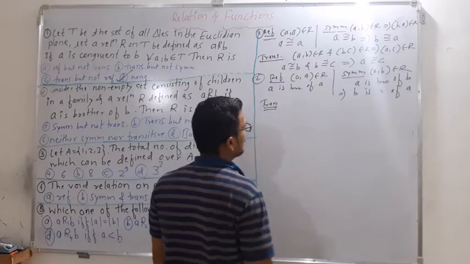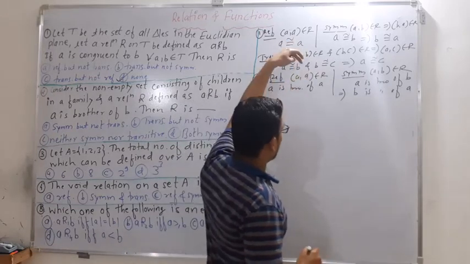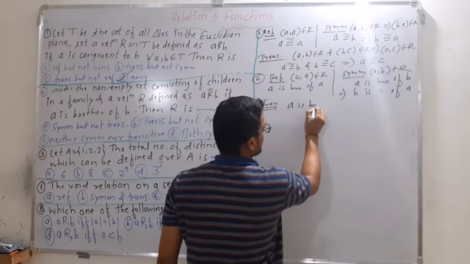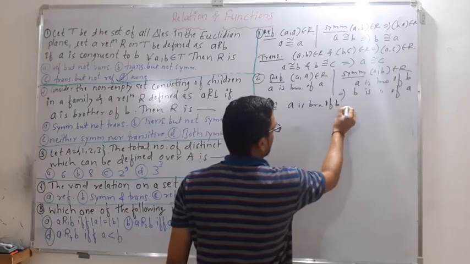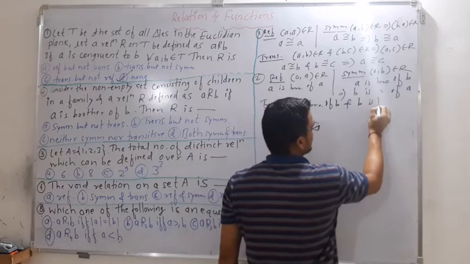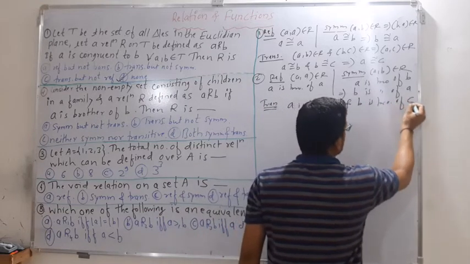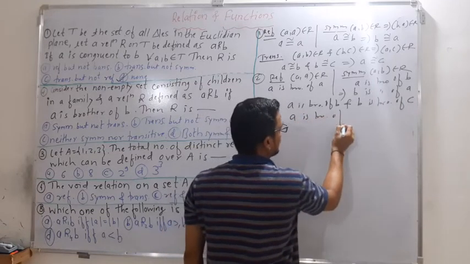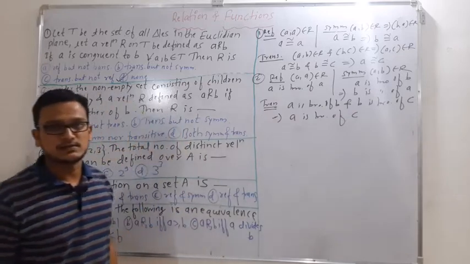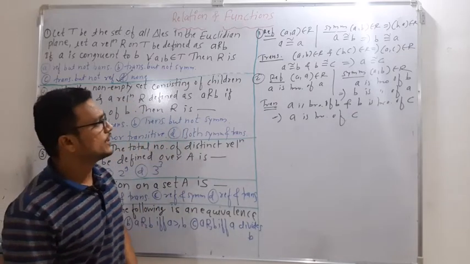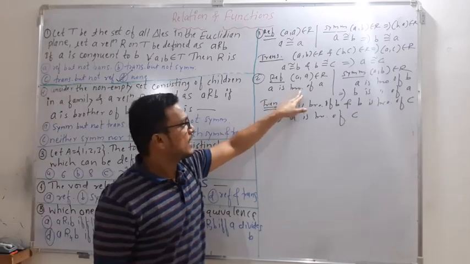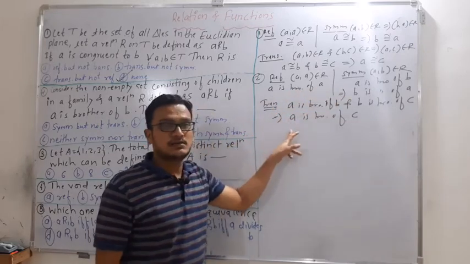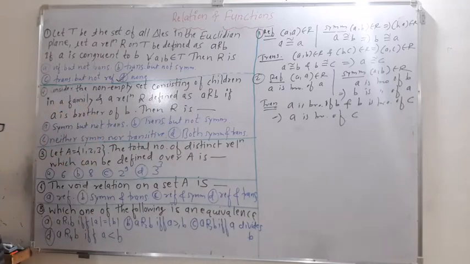Let us check for transitive. The definition is as already written in the first question. AB belongs to R means A is a brother of B and B is a brother of C. Then it may be that A is a brother of C. This is possible. So therefore what we can conclude? R is not reflexive, R is not symmetric, but R is transitive. So do we have that option?